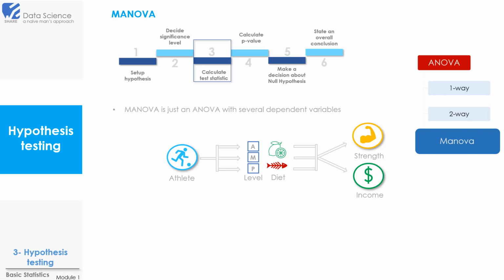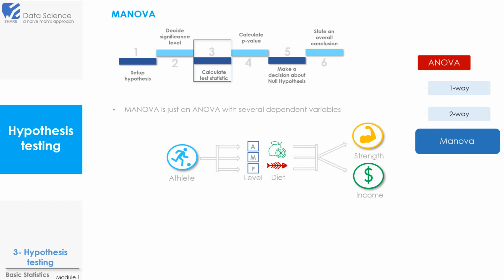Again, the procedure remains the same. We will first calculate the F statistic and then follow the rest of the steps. So that is how you conduct Manova test. Now there are other hypothesis tests as well, but they are beyond the scope of this module and are not required at this point. So with this, we have completed the last section, hypothesis testing of our first module, basic statistics.